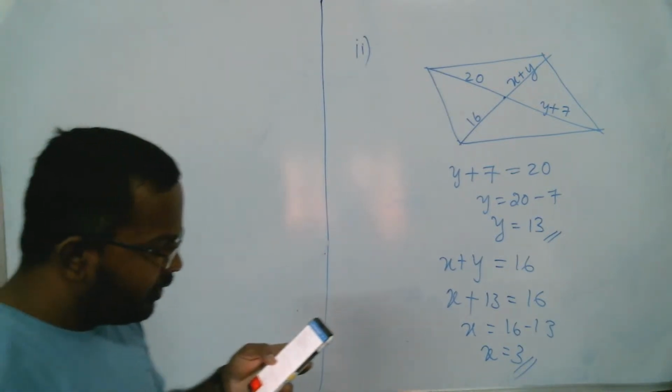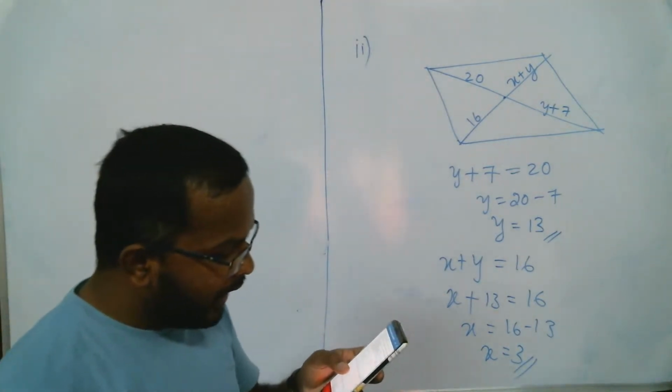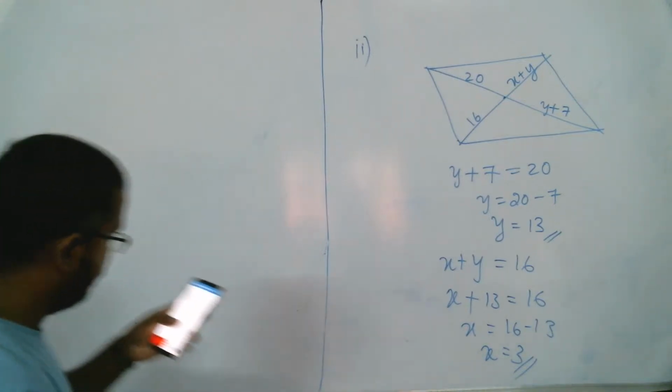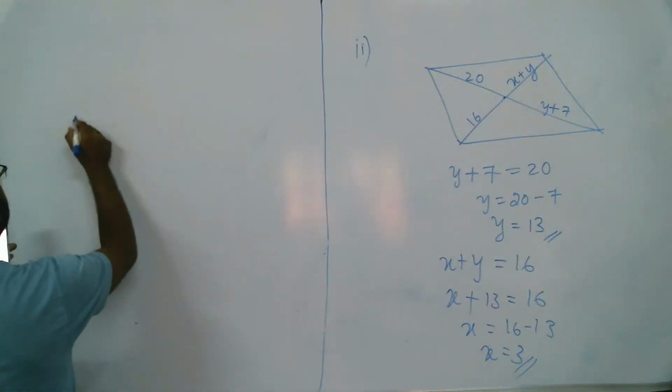In the above figure, both RISK and CLUE are parallelograms. Find the value of x. So let me draw the figure.